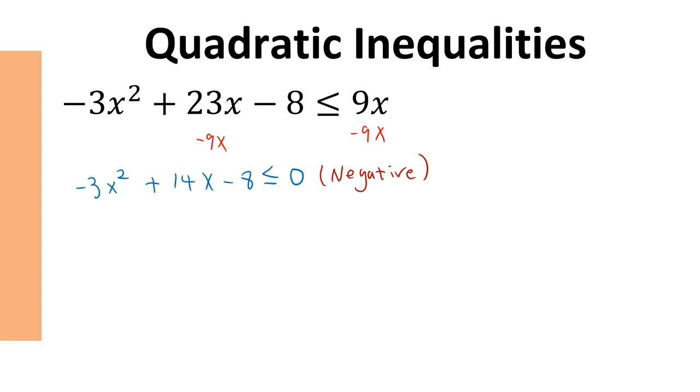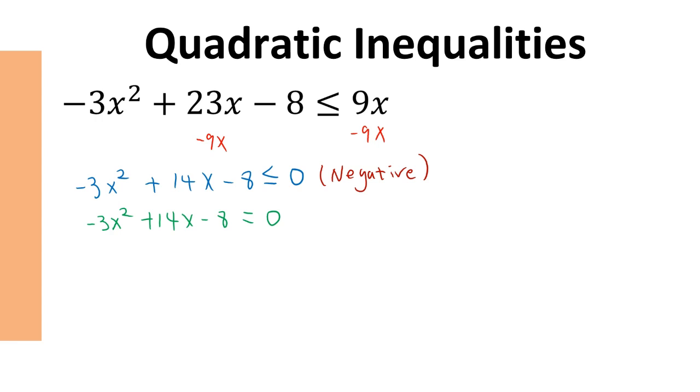In order to graph this parabola, the first thing we need to do is to find the roots. And to find the roots, we need to set this inequality equal to 0. To solve this equation, you can solve it by factoring, completing the square, or using the quadratic formula.